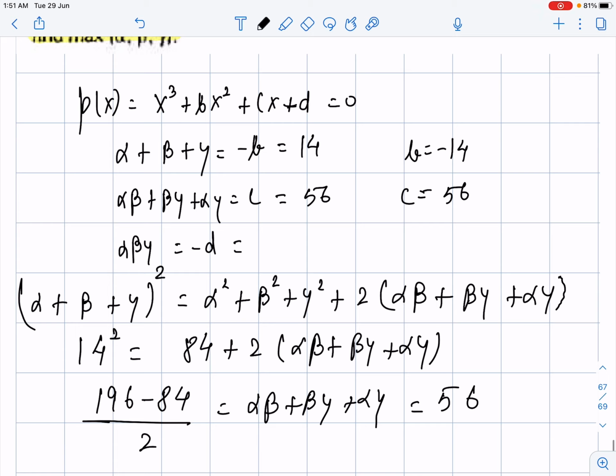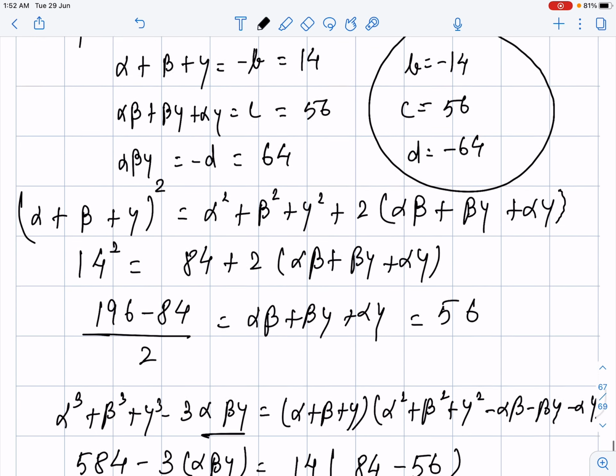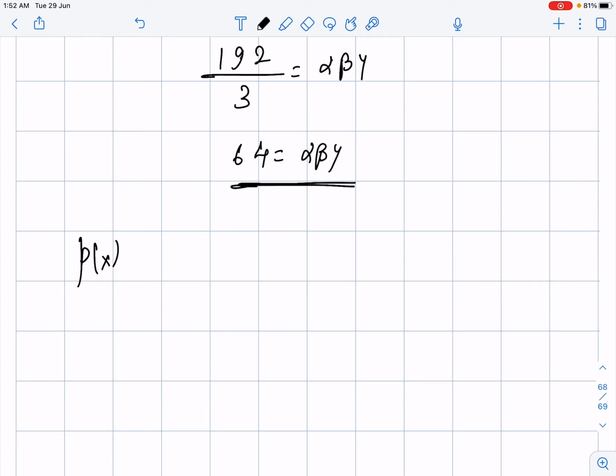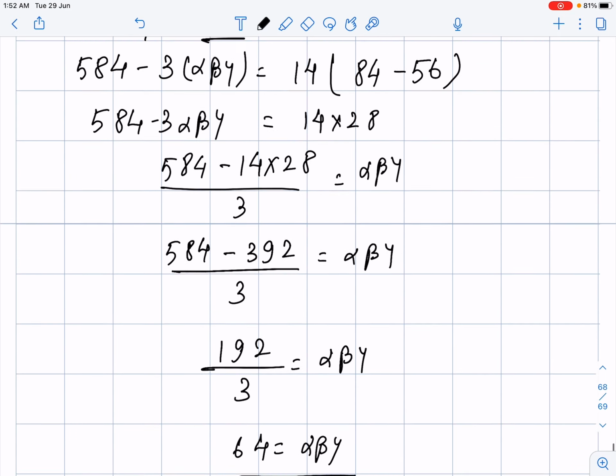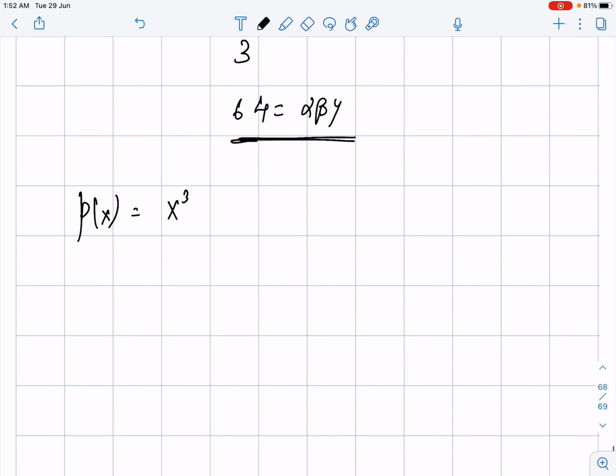So this will become what? 64 over here. So D will become what? Minus of 64 over here. I got the value of B, I got the value of C, I got the value of D. Now what I'll be going to do, my dear students, I'll be going to write the polynomial P of X, which was of form x cube, B is what do we know? Minus 14, plus 56, minus 64. So x cube minus 14x square plus 56x minus 64 is equal to 0 is your polynomial we know.